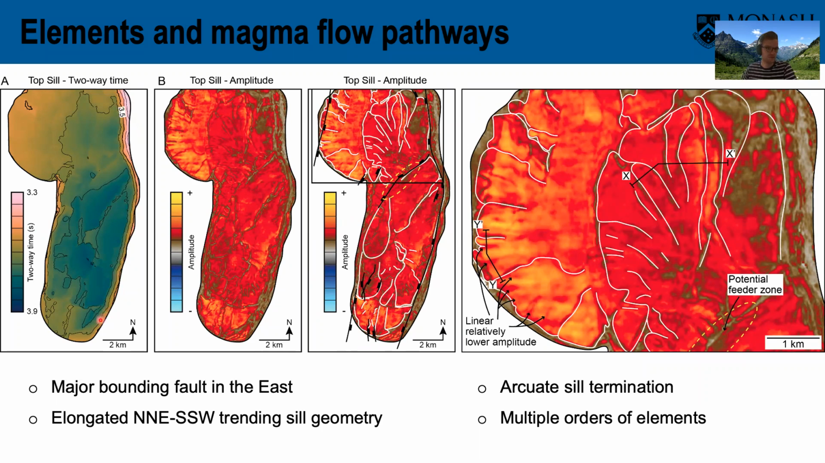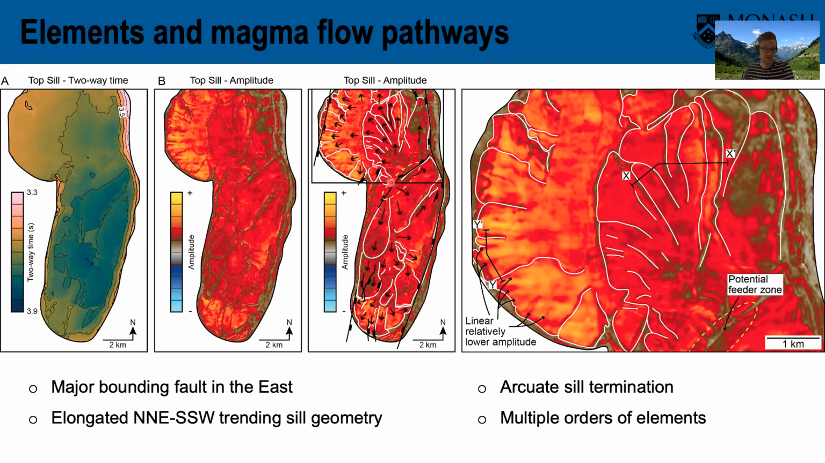The overall geometry of the sill is an elongate channelized sill in the south and a circular sill in the north, with inclined limbs here in the east and also in the west here. On the amplitude map, there are these elongate features with a relatively lower amplitude in the grayish brownish color here. And they indicate the contact between different elements, which are mapped on this map. And as I mentioned earlier in this presentation, we can use the contacts to interpret the magma flow direction.